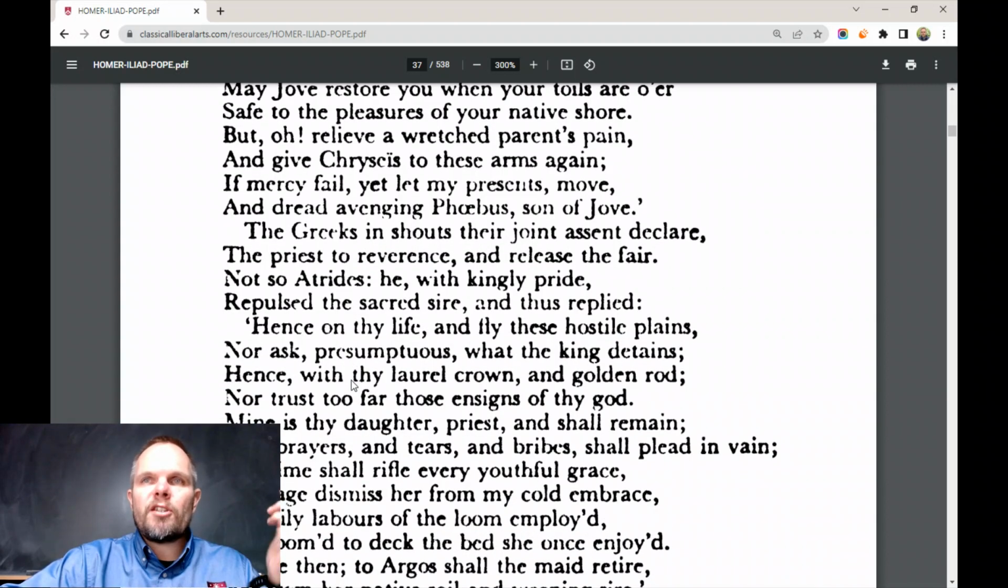The Greeks, in shouts, their joint assent declare, the priest to reverence and release the fair.